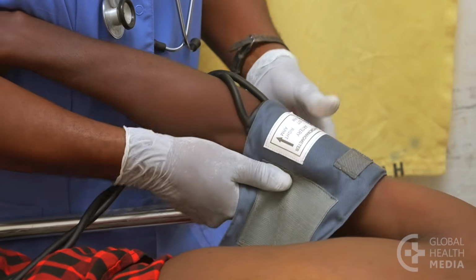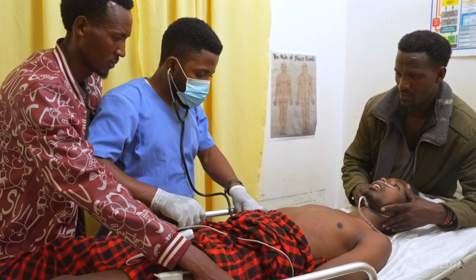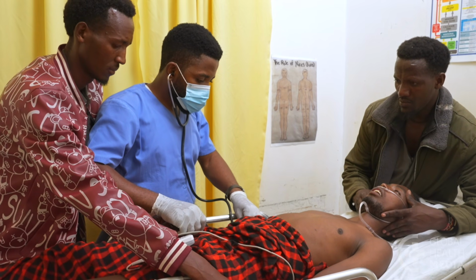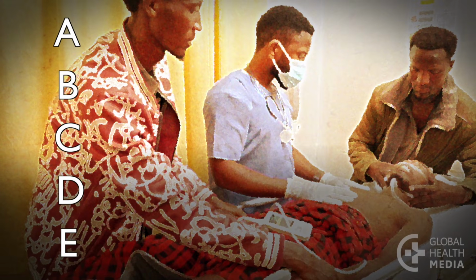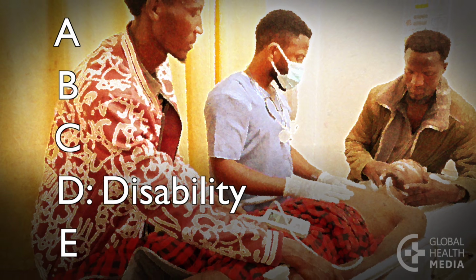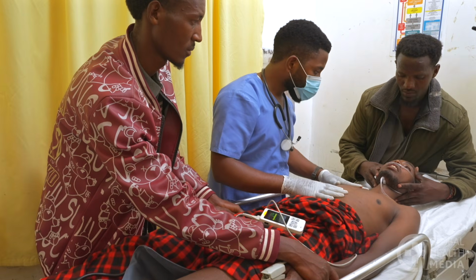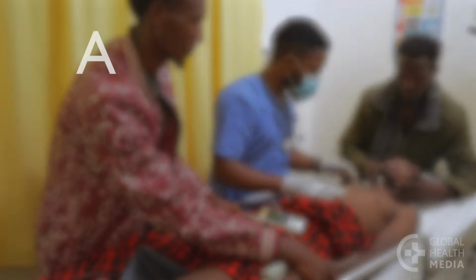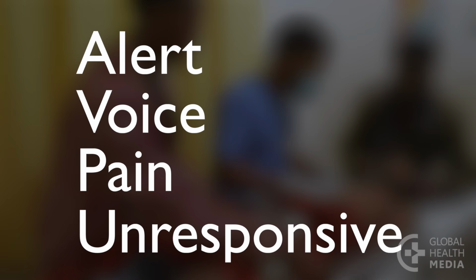Then, check the patient's blood pressure. If the person shows signs of shock, check for signs of internal bleeding. If circulation is adequate and there are no signs of shock, check for a disability problem. Assess the person's level of consciousness with the ABCDE scale: alert, voice, pain, unresponsive.